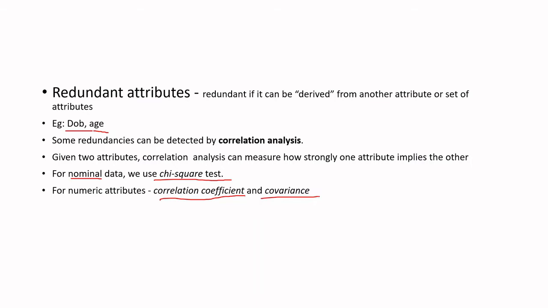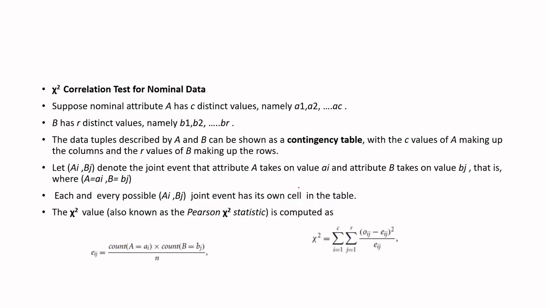Now we'll look at how we can find correlation between two attributes which are of nominal type, and for that we are going to use what is known as the chi-squared correlation test. Now, how does it work? Suppose we have nominal attributes A and B.